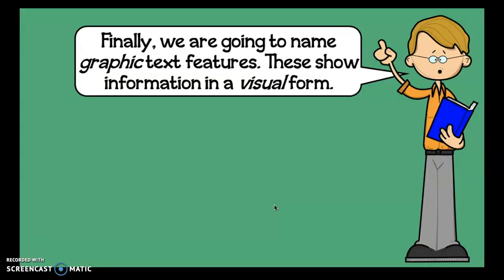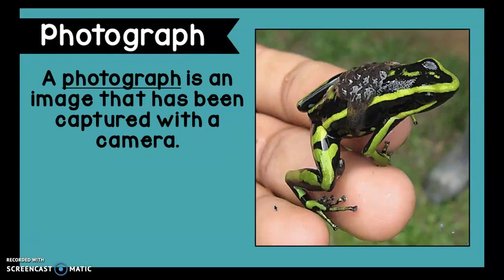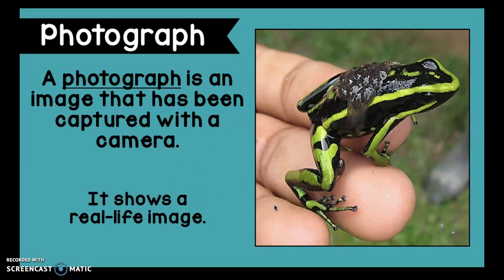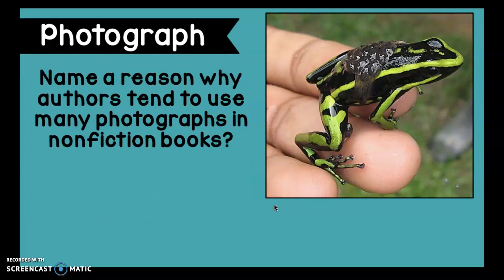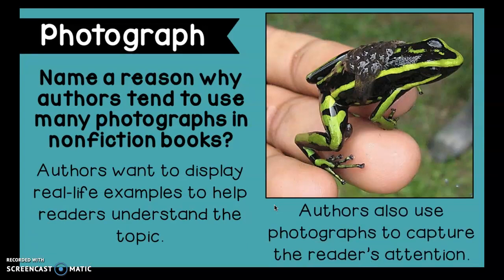Now, finally, we are going to name some graphic text features. These show information in a visual form. So this is a photograph. A photograph is an image that has been captured with a camera. It's a real-life image. Name a reason why an author would use many photographs in nonfiction books. He would want to display a real-life example to help readers understand the topic, and also, he can capture the reader's attention.